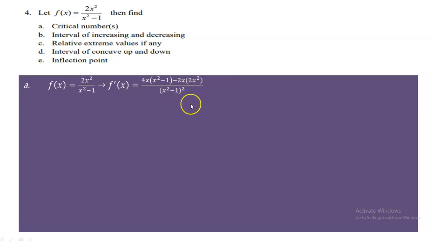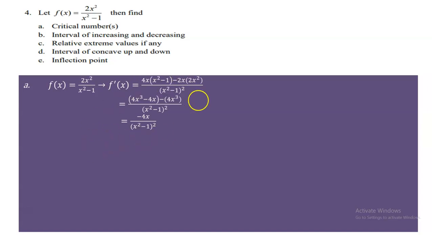This is basically done using the quotient rule, and the next step is simplifying this. So 4x times x squared makes 4x cubed, and 4x times minus 1 makes minus 4x, and this makes minus 4x cubed, divided by x squared minus 1 the whole squared. Here there are terms to be cancelled. 4x cubed can be cancelled by minus 4x cubed, and then you are going to obtain negative 4x divided by x squared minus 1 the whole squared. So the first derivative is now obtained.